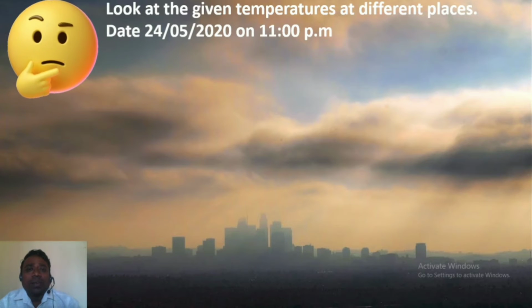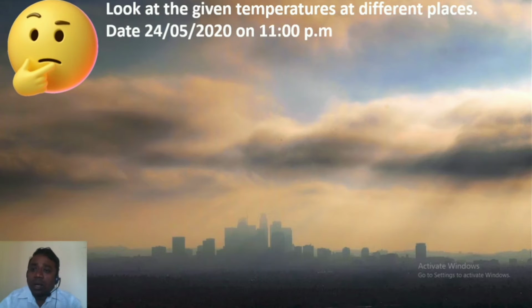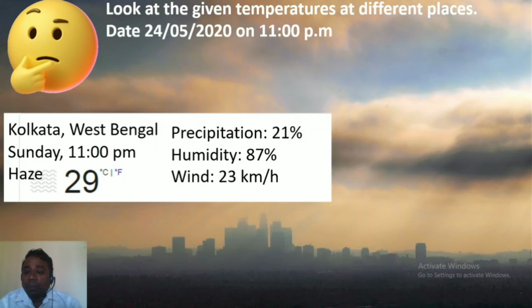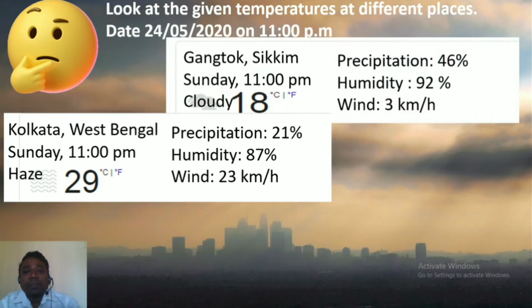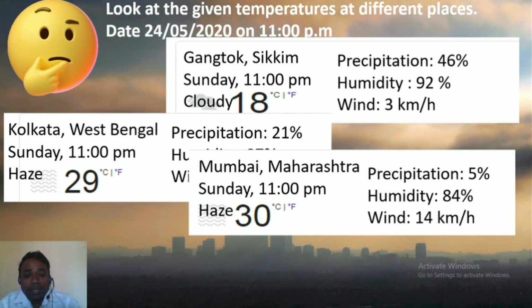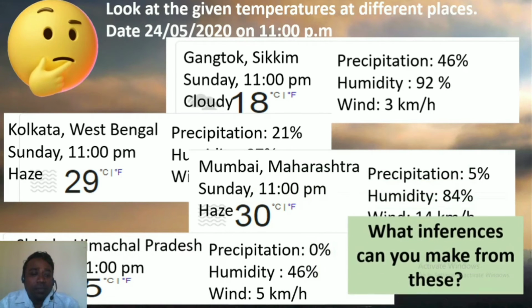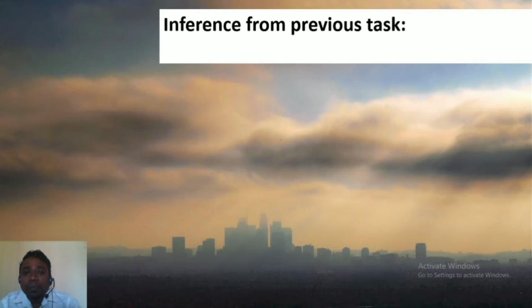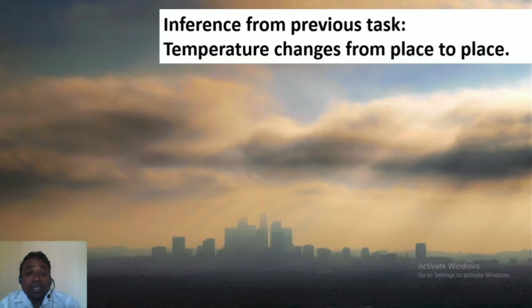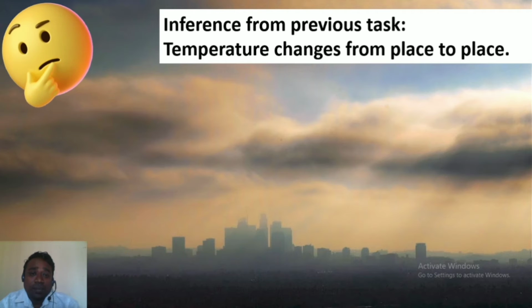So look at the given temperature at different places on 24th of May 2020 at 11 p.m. In Kolkata, West Bengal, the temperature is 29 degrees. In Gangtok, Sikkim, it is 18 degrees. In Mumbai, it's 30 degrees. And in Shimla, it is 15 degrees. So what does this tell you? The temperature changes from place to place.